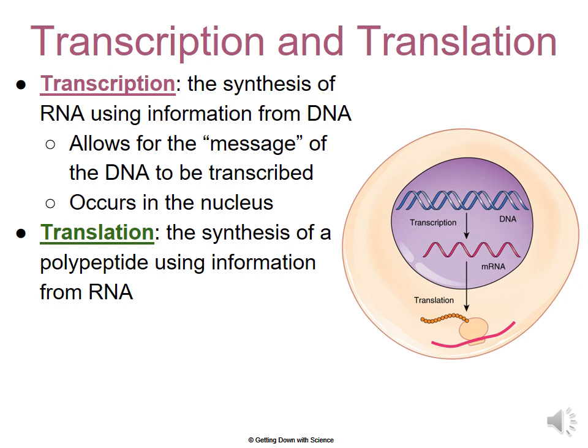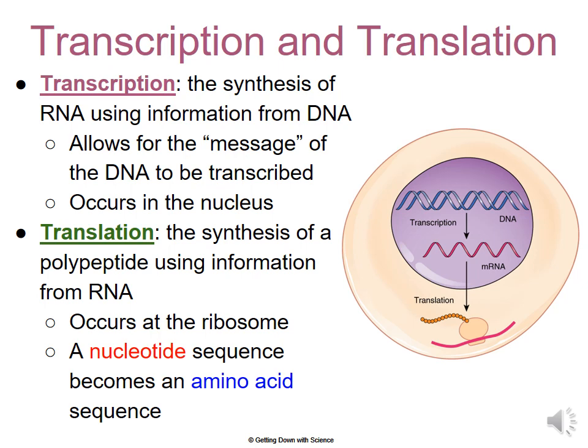Translation, which happens outside of the nucleus, is synthesis of polypeptides using the information from RNA. So in the nucleus, we do transcription, DNA to RNA. RNA can leave the nucleus and go to a ribosome, which is where this happens. And that nucleotide sequence, that RNA, is then read and translated into an amino acid sequence.